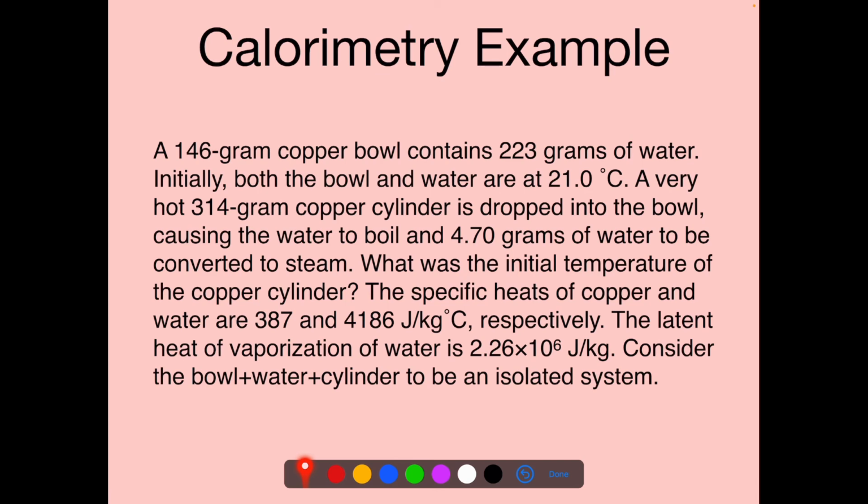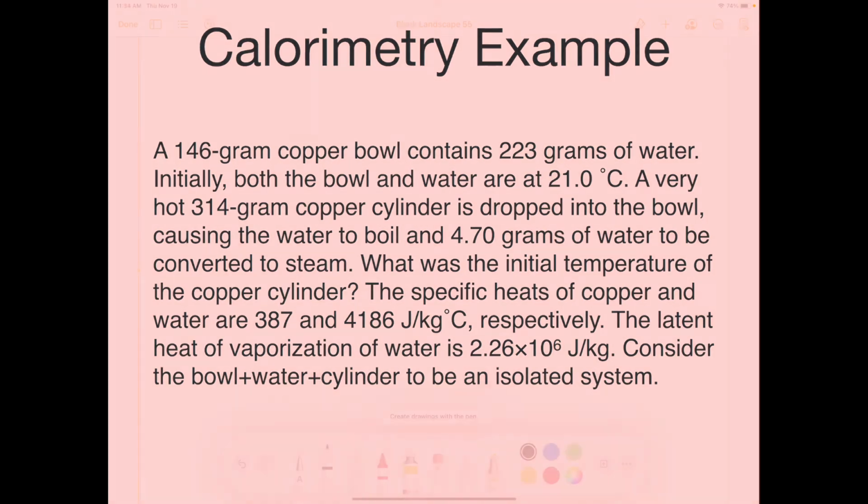So in order to figure this out, we'll have some specific heats. We have the specific heat of copper, which is 387, and water, which is 4,186 joules per kilogram degree Celsius. We also need to know that the latent heat of vaporization of water is 2.26 times 10 to the 6 joules per kilogram. So we have the bowl, we have the water, and we have the cylinder. We're going to consider that to be an isolated system as we calculate the answer. All right, so let's go through this one.